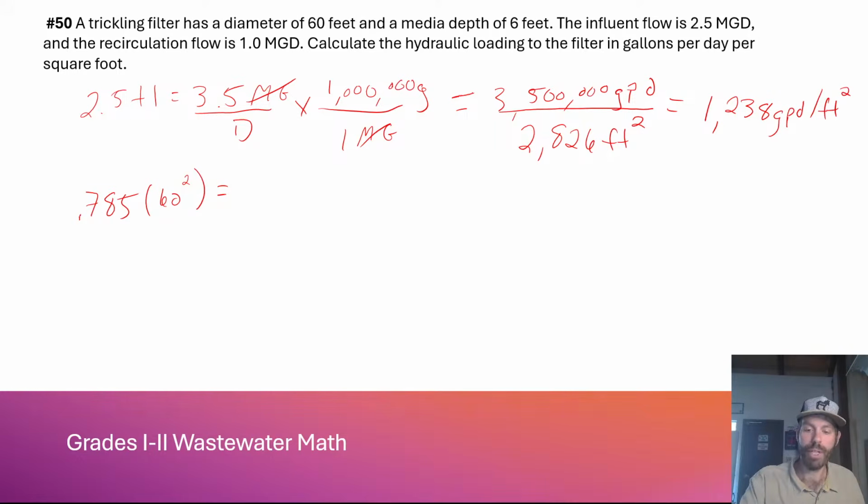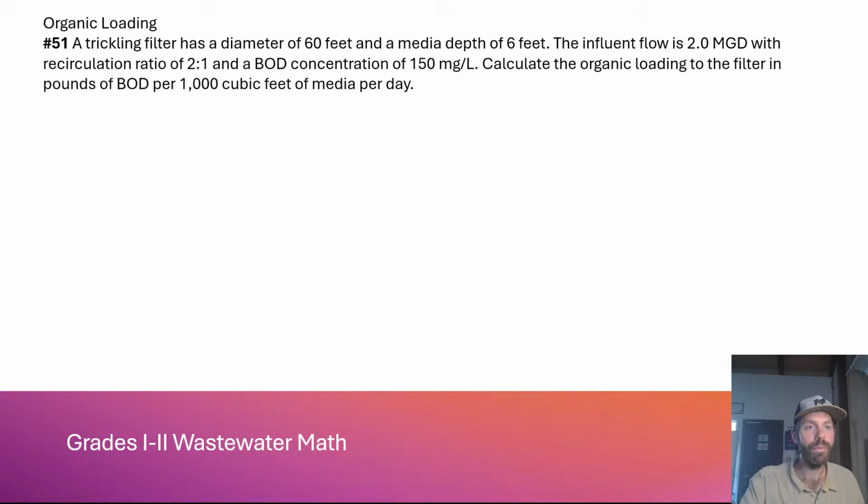We'll do one more and then I'll check the chat. Organic loading to a trickling filter. Now this one's a load of fun. The units for organic loading to a trickling filter are so strange, but you'll see. A trickling filter has a diameter of 60 feet and a media depth of 6 feet. The influent flow is 2 mgd with a recirculation ratio of 2 to 1 and a BOD concentration of 150 milligrams per liter. Calculate the organic loading to the filter in pounds of BOD per 1,000 cubic feet of media per day.